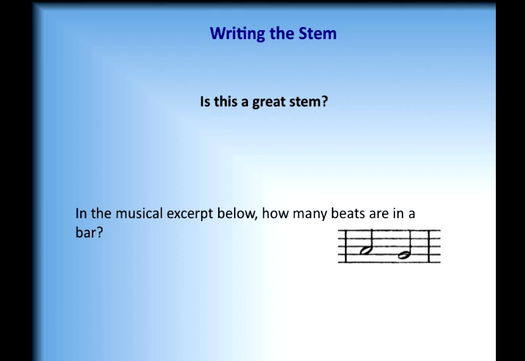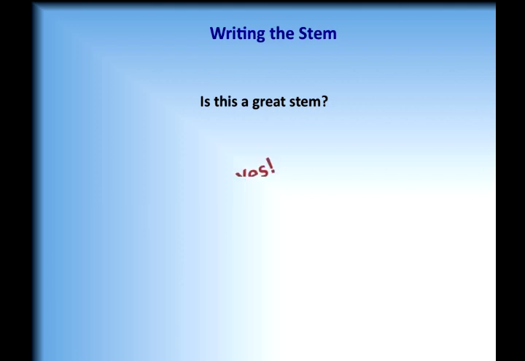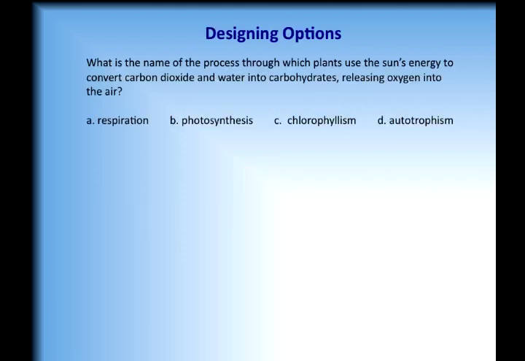It's good to include visuals and is often necessary when assessing at the higher levels of Bloom's taxonomy. Okay, now that you know the key to writing great stems, let's think about designing the options. I've included the photosynthesis item here as a reference.